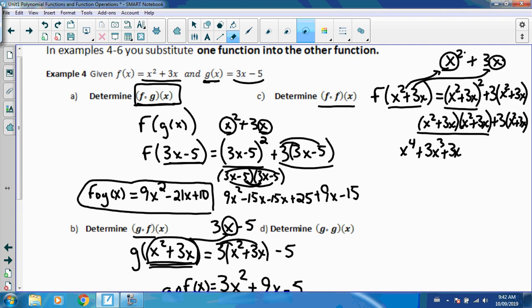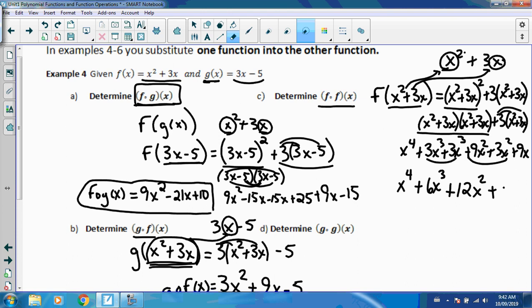Plus 9x squared. And then over here, I distribute this to there and there, and I get another 3x squared and another 9x. So if I combine all of this, I have an x to the power 4. I have a couple of these, so 6x cubed plus this 12x squared and a 9x.